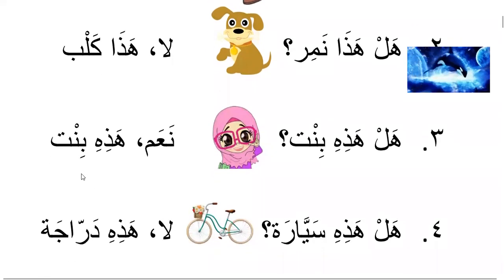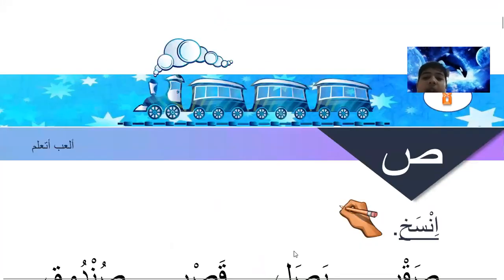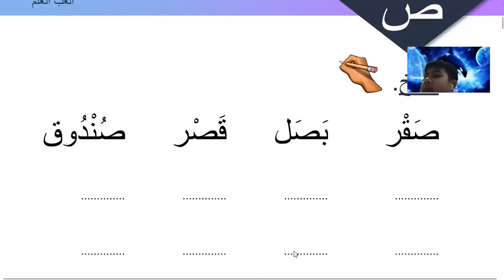Then hal hadhi bint? Na'am, hadhi bint. Hal hadhi sayara? La, hadhi daraja. Good. Is this a car? No, this is a bicycle.